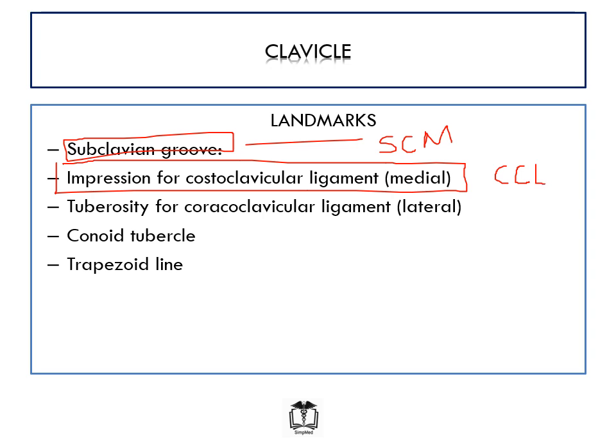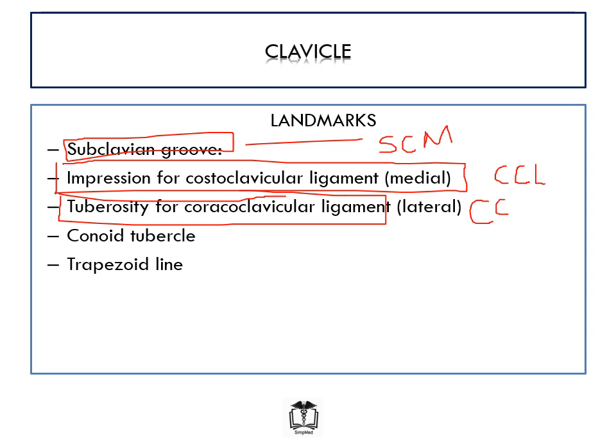The third landmark of the clavicle is called the tuberosity of the coracoclavicular ligament. This one is found laterally, very close to the acromial end or the lateral end of the clavicle. I'll show you a picture of how it looks. And what is related to the tuberosity of the coracoclavicular ligament, as the name implies, is the coracoclavicular ligament itself.